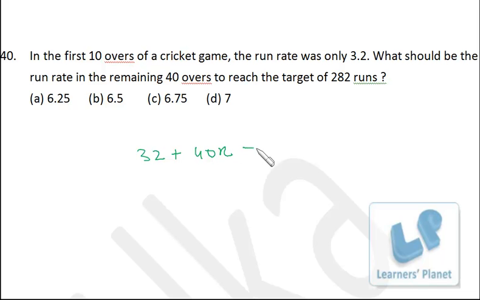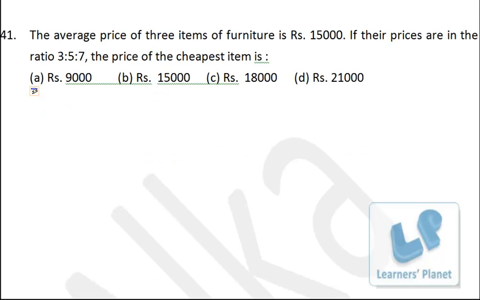So total 40x runs, and total it is 282. So 282 minus 32 is 250. So x is equal to 25 by 4, so that is 6.25. Okay, pretty simple. Now this question: the average price of 3 items of furniture is 15,000.